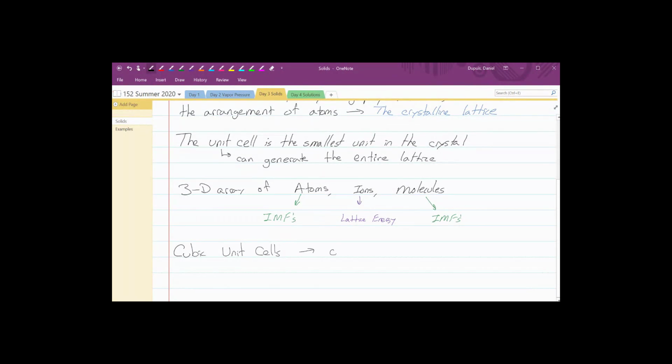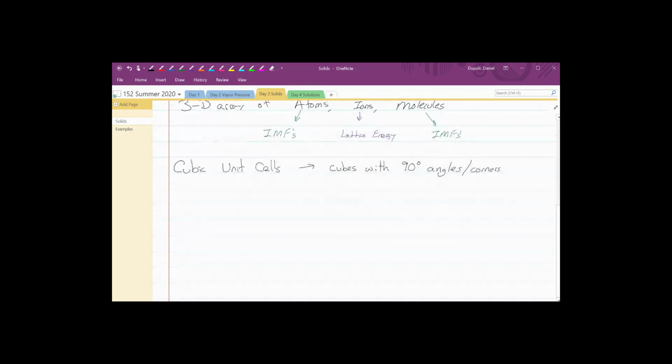Right, and so these are all going to be cubes with 90-degree angles, corners. So all cubes, and there's 3 that we're going to deal with: simple cubic, body-centered cubic, and face-centered cubic. Those 3.